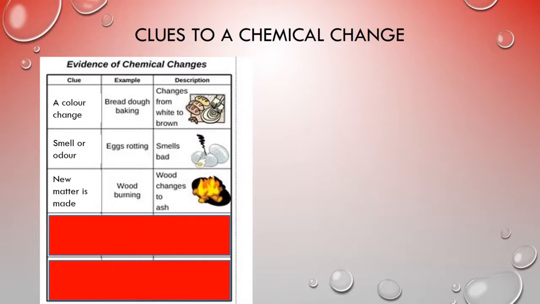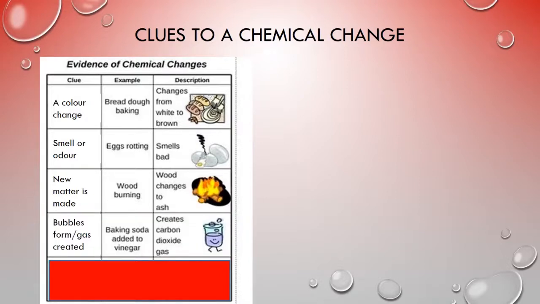New matter may be made. For example, you burn wood. The wood changes to ash. Something new is formed during the process. And heat and light are given off. Bubbles may form. That's another clue. For example, baking soda added to vinegar creates carbon dioxide gas, but in a chemical change, if you see bubbles form, then you know it's a chemical change.